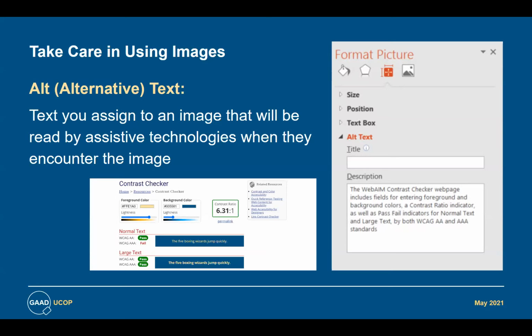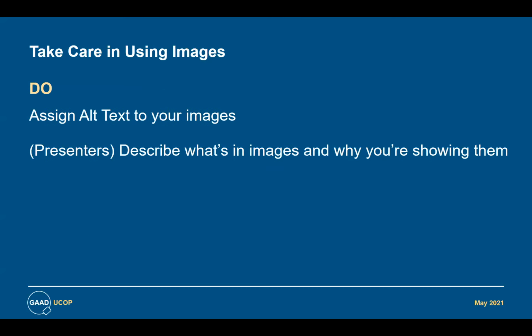So as you heard, the alt text description is describing the contrast checker screenshot while also highlighting the key details that we'd want users to take away from encountering that image in that given context. So again, do assign alt text to your images.